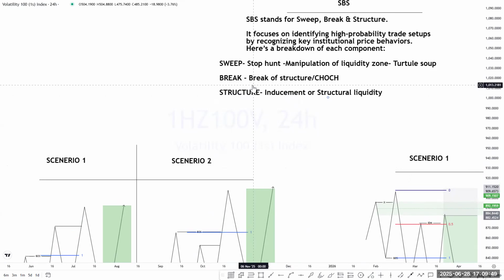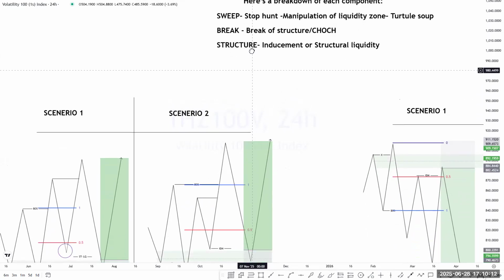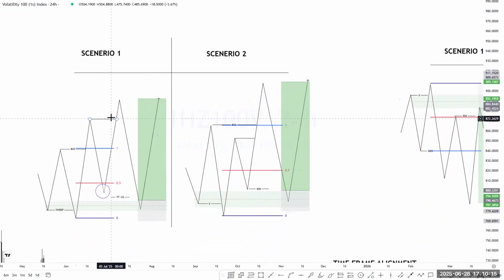Then break has to be a break of structure, change of character. This gives you the intent of the market direction. Then the structure here has to be structural liquidity. All right, you see price creating liquidity before proceeding to create an inducement liquidity. Sometimes price will need fuel to proceed. So when price creates a previous low, it becomes your inducement liquidity. In scenario one, price breaks structure and directly gives you an inducement liquidity. Enter from QMR, always use Fibonacci from the high to the low. Applicable from higher time frame, and the same thing goes to your lower entry time frame.